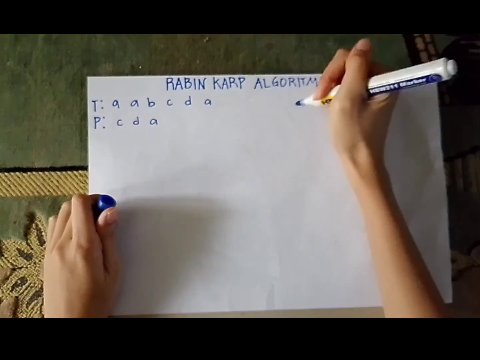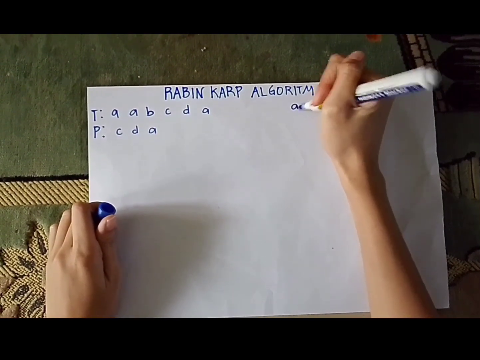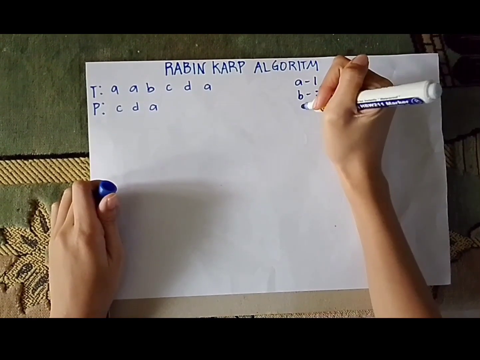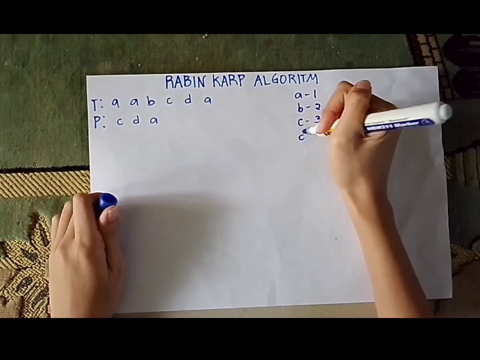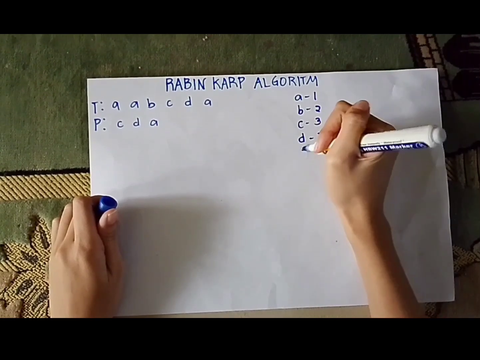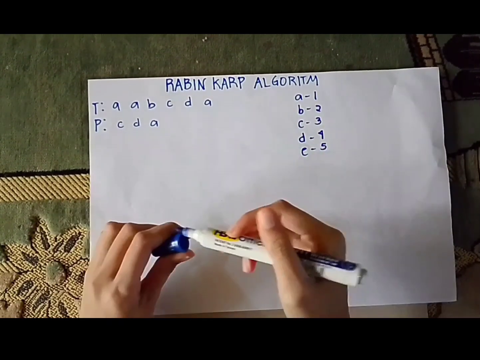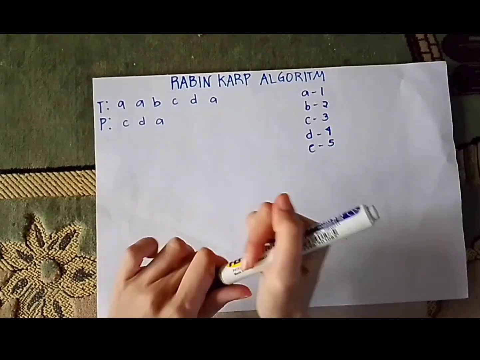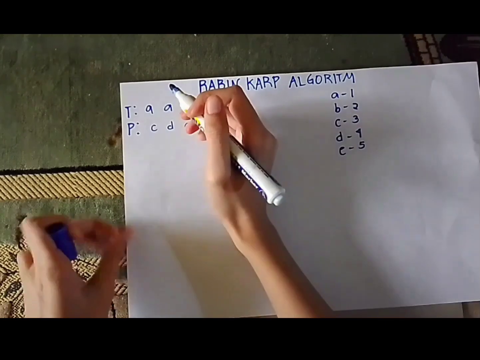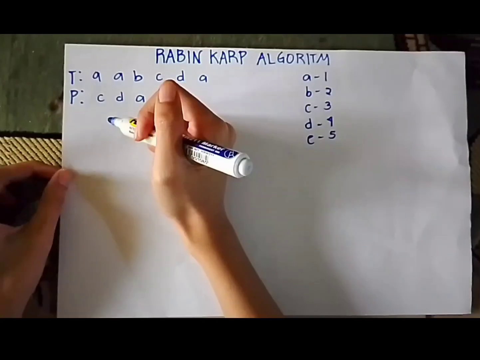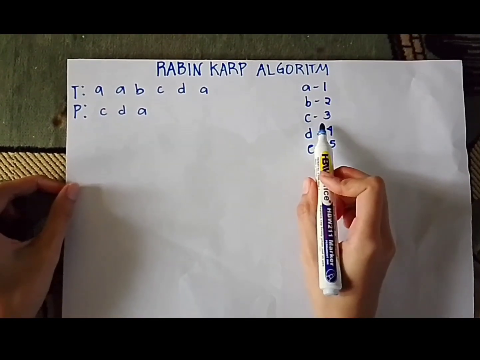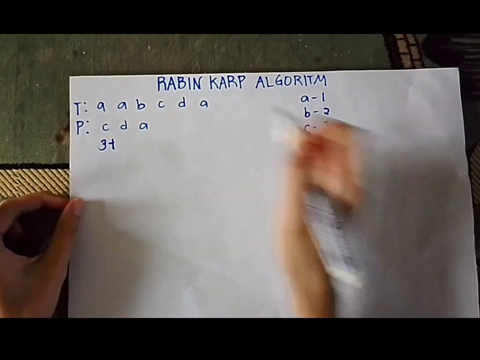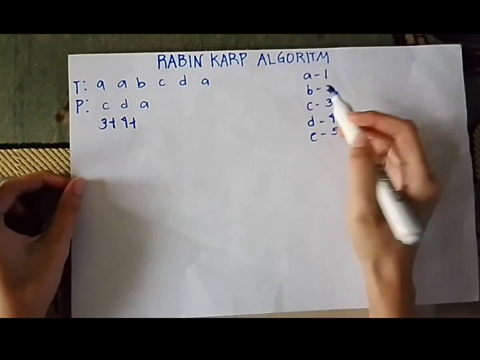We will convert them to numeric values. Let's start: A is 1, B is 2, C is 3, D is 4, and E is 5. So I will assign 5 values. This is more recommendable than ASCII codes when you are assigning bigger numbers. Using these numeric value codes, we will test if the pattern exists in the text.